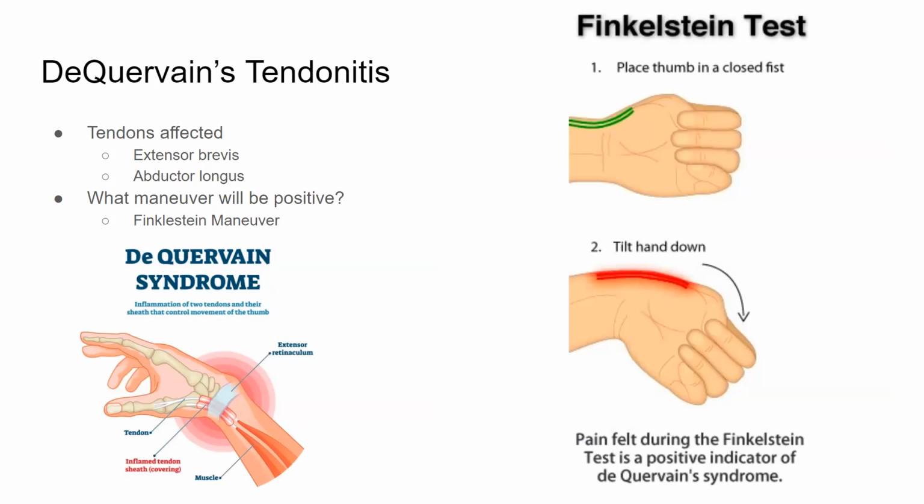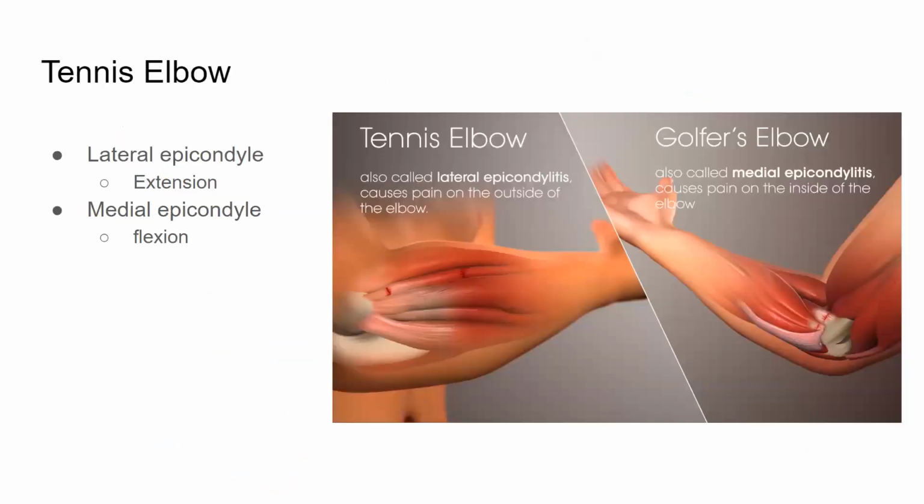So knowing, like I said, just the tendons that are affected, and then the maneuver that you would do in order to show that it's de Quervain's. And also look for this in people that are gaming. They use their thumbs a lot. It's one of the buzzwords that you'll get in a vignette where it's like, this person does a lot of work with their thumb and they have pain. What would it be? So make sure you guys understand what de Quervain's is.